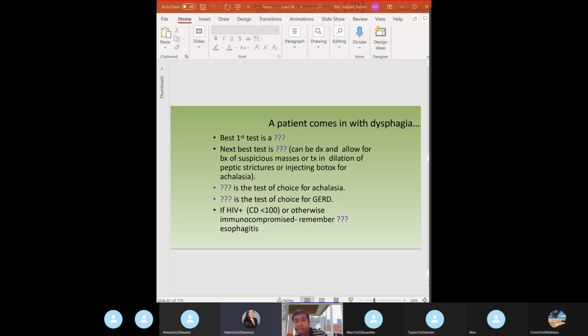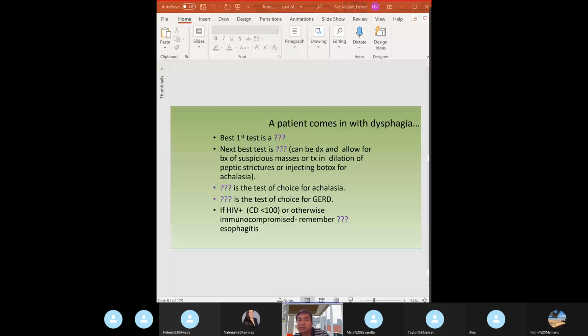Would it be a barium swallow? Excellent. You always do a barium swallow. Then what's the next best step? After barium swallow, what should be your next step? We still know it's not definitive, right? Barium swallow is not. So what's our next best test, which can be diagnostic and allow biopsy for suspicious masses? Endoscopy. Excellent. Good job. Endoscopy.